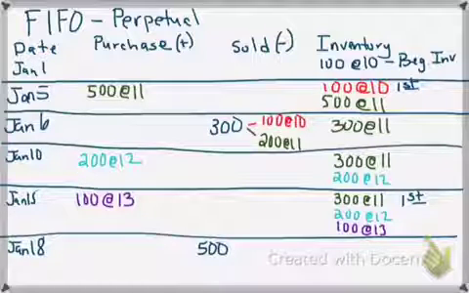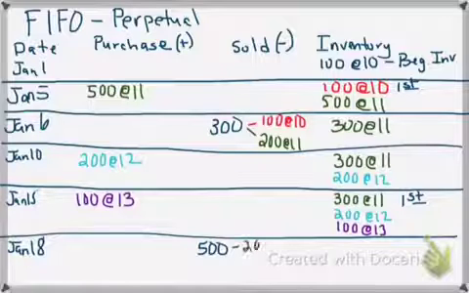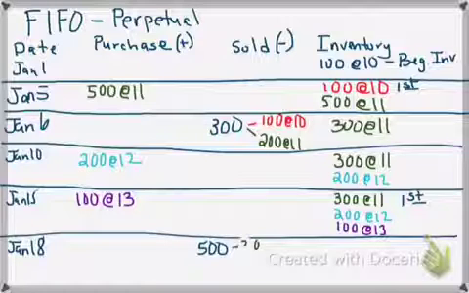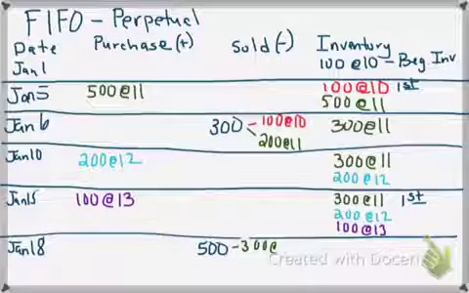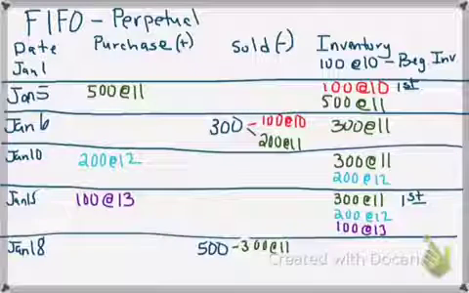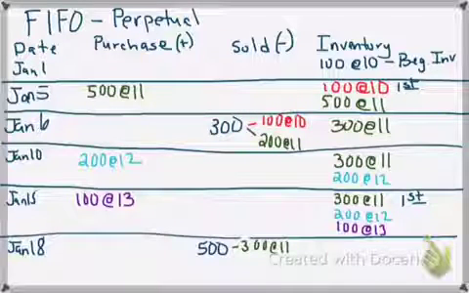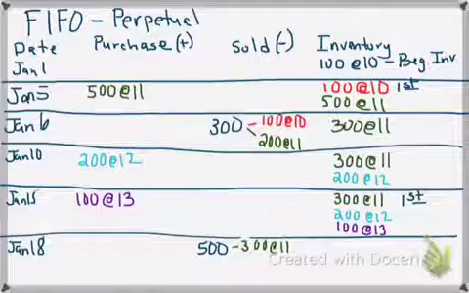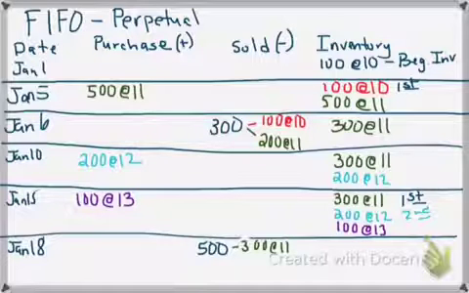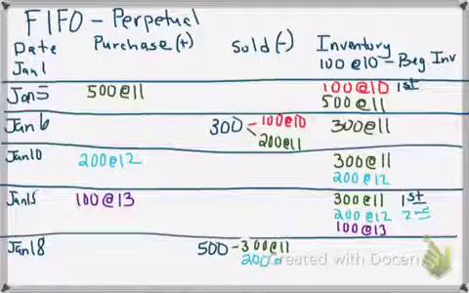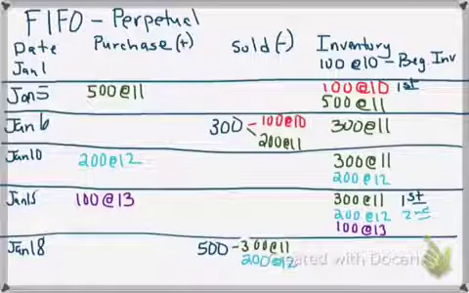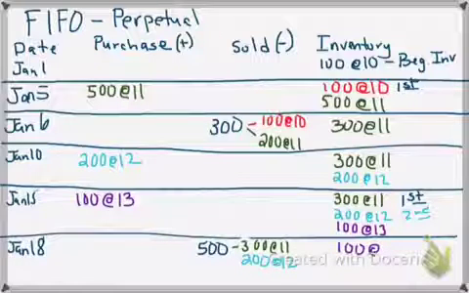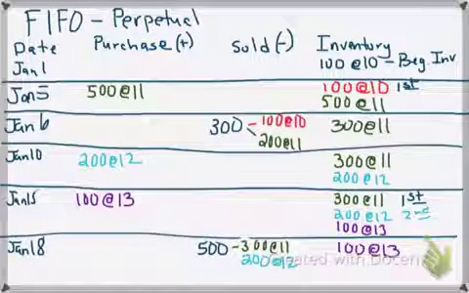So I'm going to come in, and I've got 300. I have 300 units at 11. And then I still need 200 more, because 500 minus 300 leaves me with 200. Well, the second units that I'm going to look at are going to be those aqua units. So I have 200 at 12. And that is going to leave me with ending inventory of only 100 units at 13.